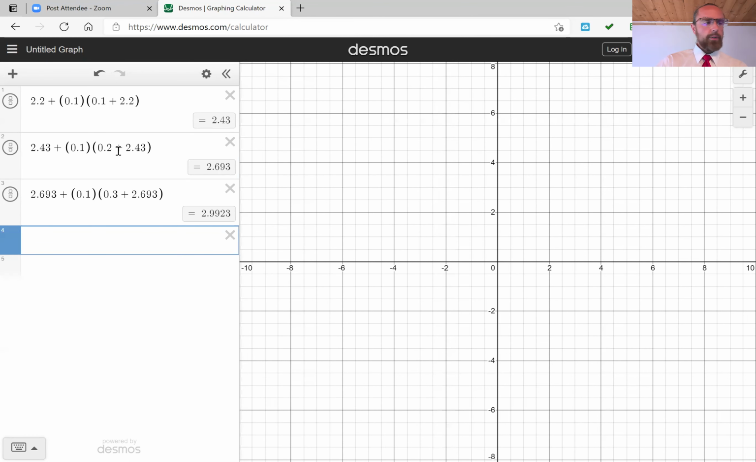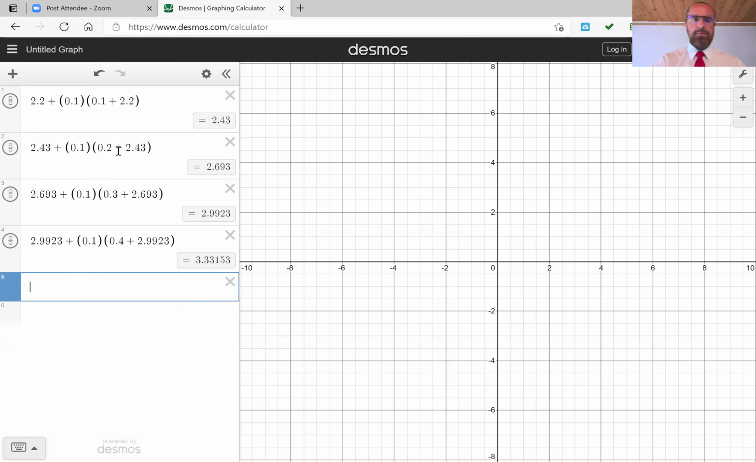So at this point, we are on our fifth one. This is going to be y sub 5. So I'm going to calculate that: 2.9923 plus 0.1 times, bumping up the x value, 0.4 now, plus the y value I just approximated, 2.9923. That's going to give me 3.33153.